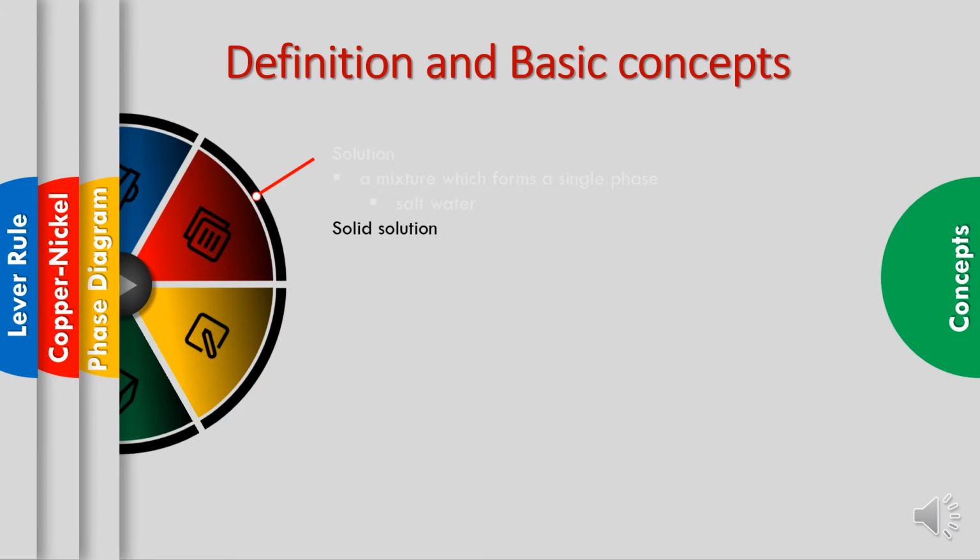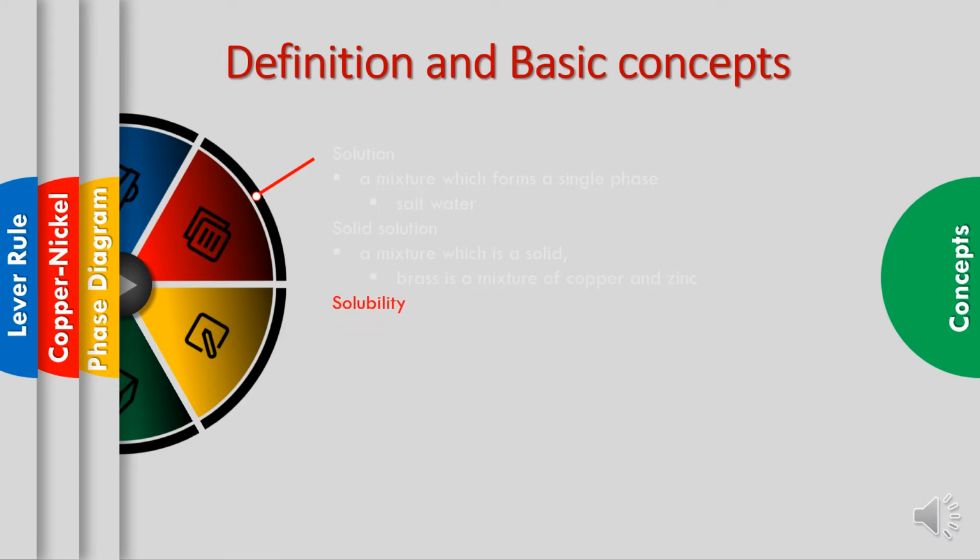For the solid solution, a mixture which is a solid. So brass is a mixture of copper and zinc. So the combination of solid copper and zinc produces a brass. This we call a solid solution.